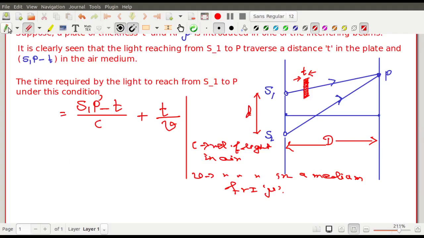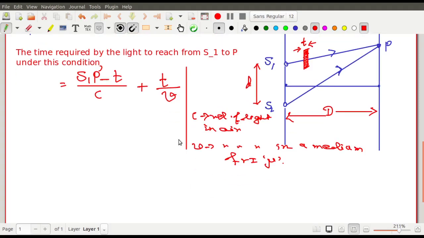Nothing needs to be written over here. Let this be T. So the time required by the light to reach from S1 to P under this condition is this. The distance S1P minus T is traveled in vacuum, so the time taken is distance by speed, and again the distance T is traveled in the medium, so distance by speed. Understood properly? Again, we know, let me extend this one.